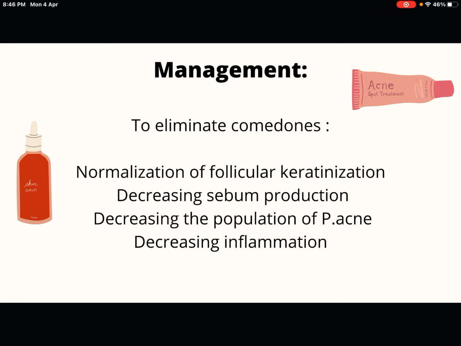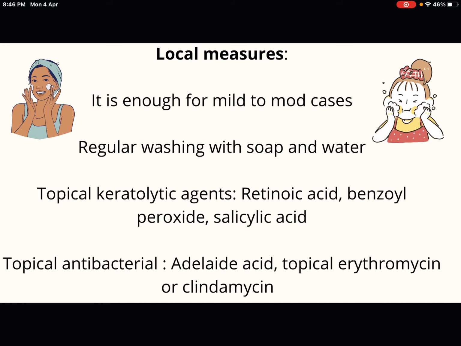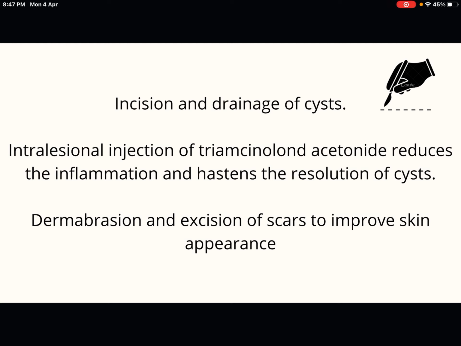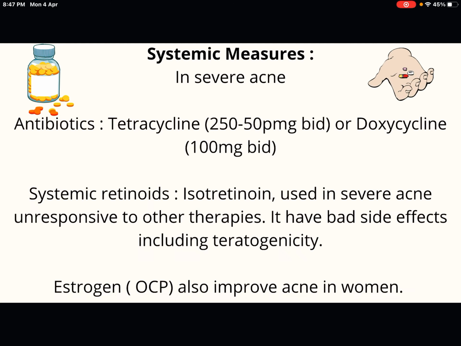What are the ways to eliminate? We know by the pathology what is happening, and you have to reduce that. Local measures: washing with soap and water, keratolytic agents, retinoic acid, benzoyl peroxide, salicylic acid, antibacterials, azelaic acid, topical erythromycin or clindamycin, incision and drainage, intralesional injection of triamcinolone acetonide, dermabrasion and excision of scars, etc. Systemic measures for severe acne include antibiotics, tetracycline, doxycycline, systemic retinoids, isotretinoin, and estrogen, which will also improve acne in women.